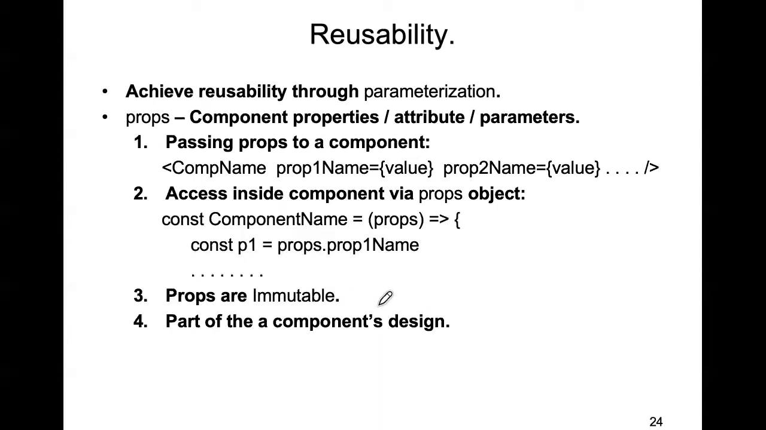Down at the bottom here, I'm telling you a couple of characteristics of props. Number 1, they're immutable. You cannot modify the value of a prop that's passed in. That's a conscious decision made by the React designers. Point 4 there, I've already mentioned: when you're developing a component, one of the design decisions you have to make is what properties do I need to pass into it? How many properties, what types should they be, etc. So our component is a little bit more reusable now because of this.